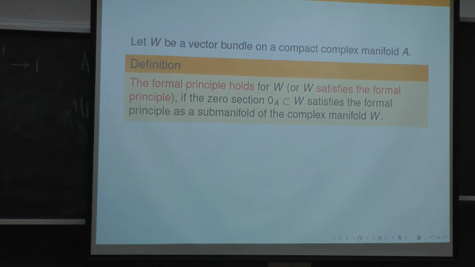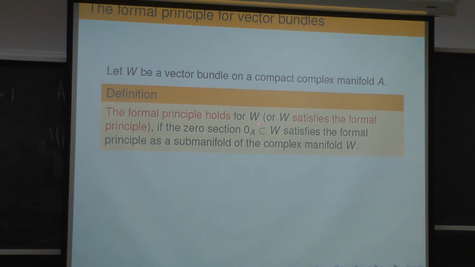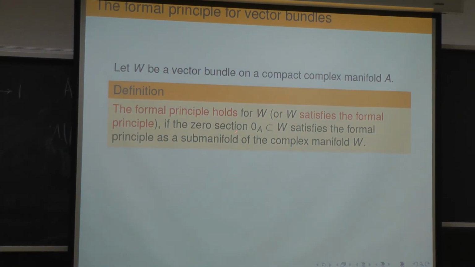And because the case of the normal bundle is important, we formulate it for vector bundles also. When you are given a vector bundle W on a compact complex manifold, we say that the vector bundle satisfies the formal principle if the zero section satisfies the formal principle as a submanifold of the vector bundle as a complex manifold. So this is a special case of the previous definition, when you apply it to the zero section of the vector bundle.